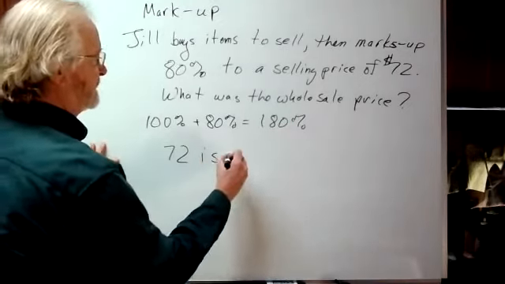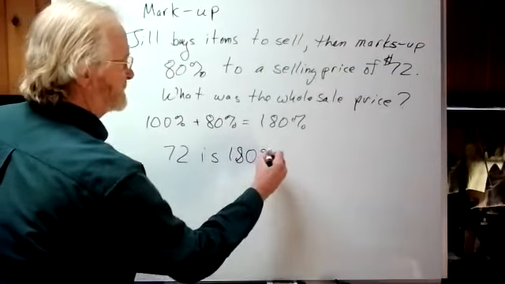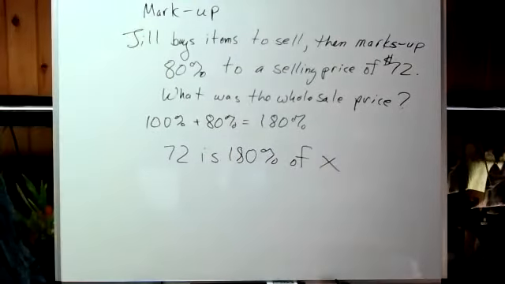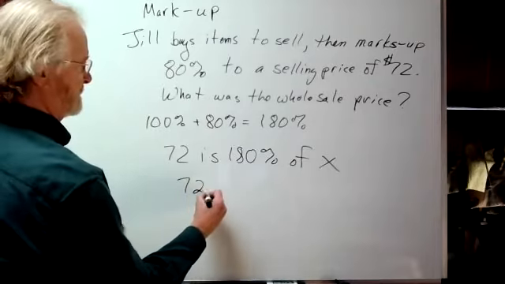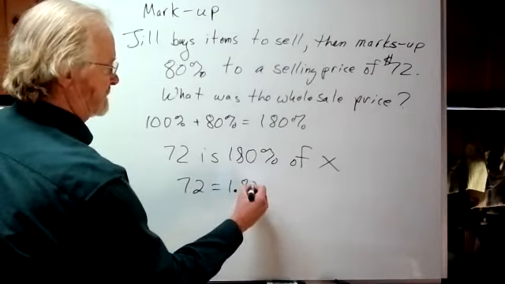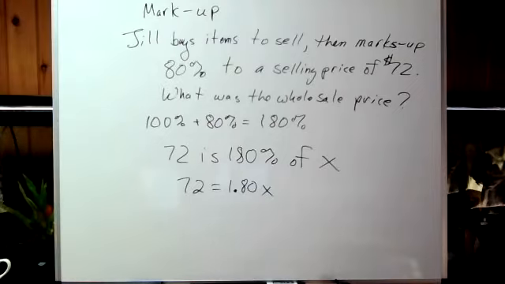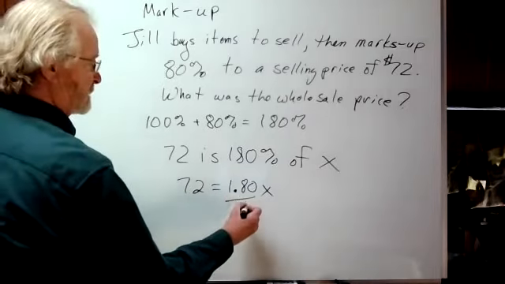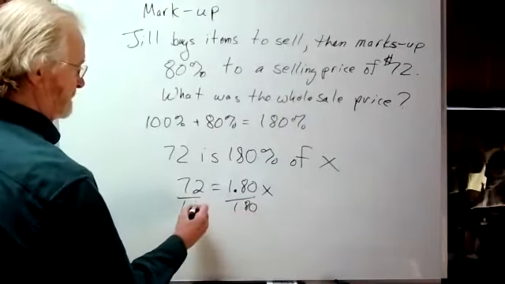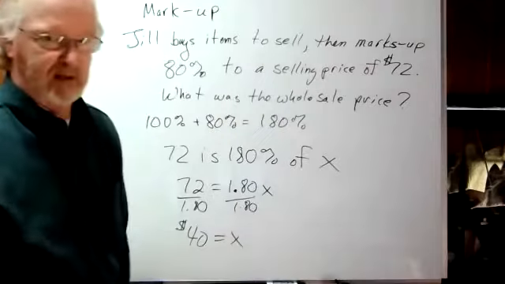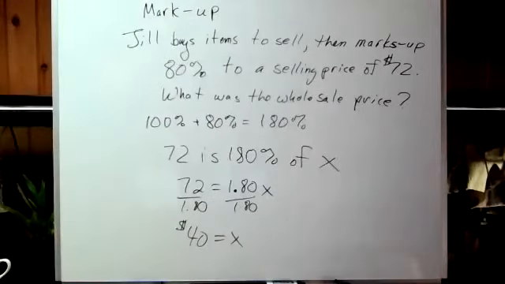72 is 180% of what we're looking for. All right, does that make sense? And I did work this one out earlier. She bought them for $40. Did you get there? Does that work for you?